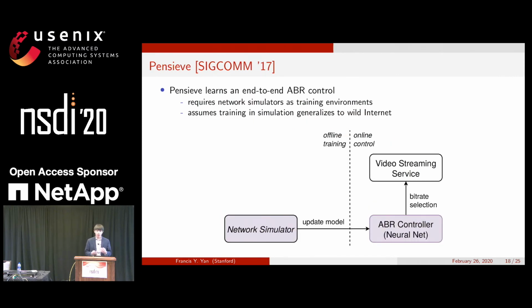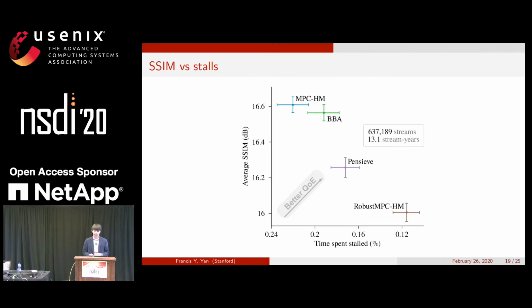Another line of work uses machine learning to tackle this problem. Pensieve from SIGCOMM 2017 uses reinforcement learning to learn an end-to-end ABR control. This type of learning used in Pensieve, however, requires it to be trained in network simulators. And the assumption made by the paper is that training in simulation will generalize to real life. But the question is, we don't know how to faithfully simulate the internet yet. So we are not sure this kind of learning is feasible or generalizable.